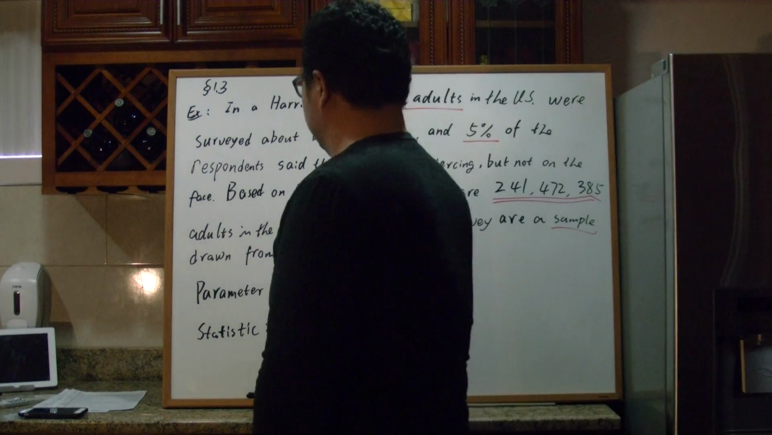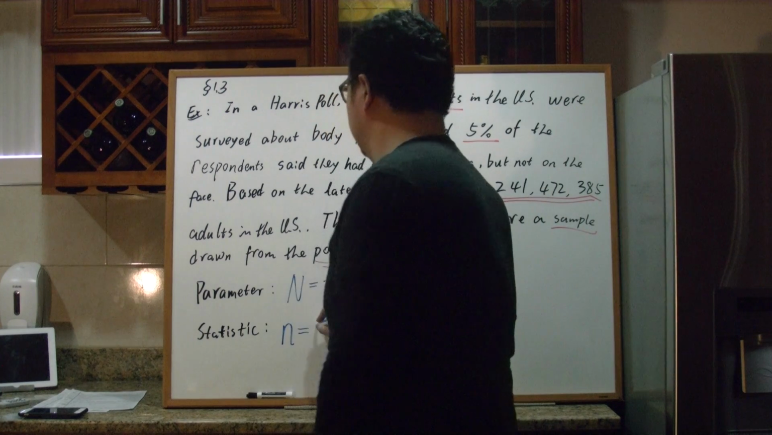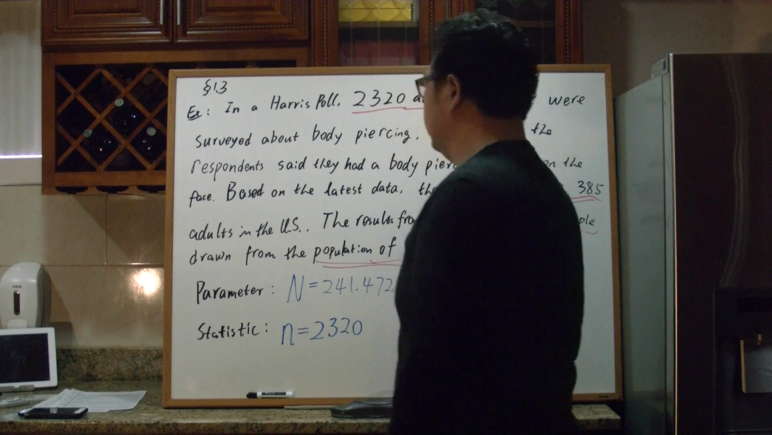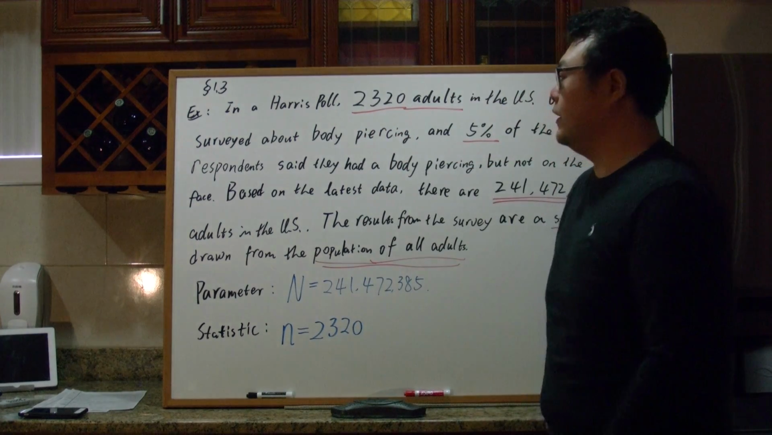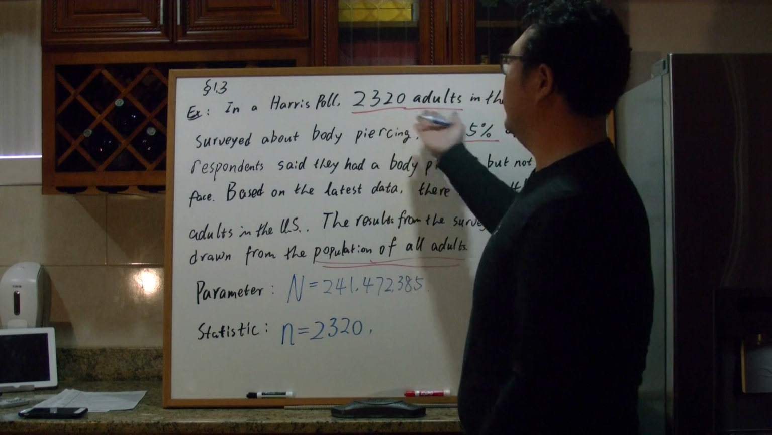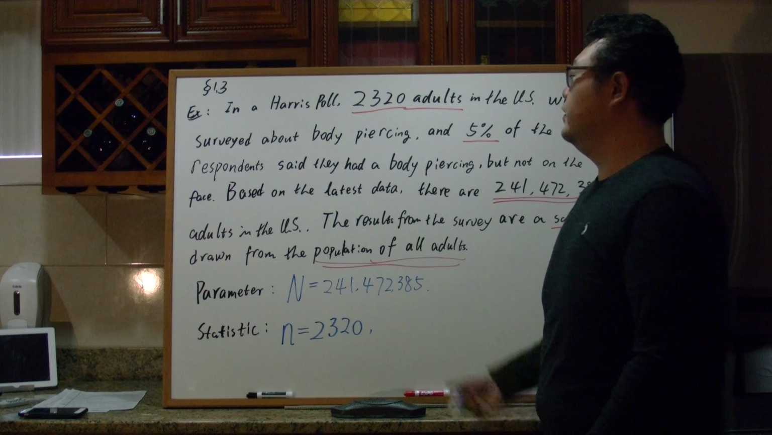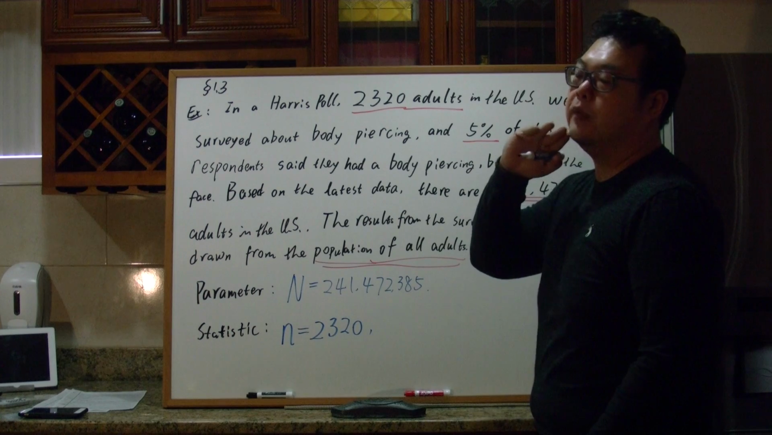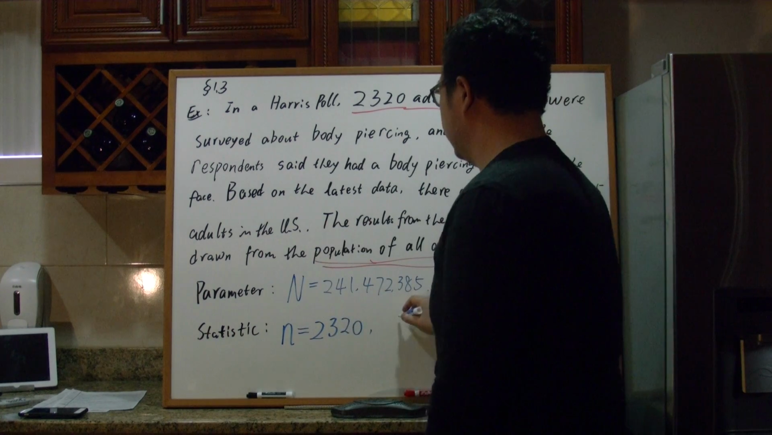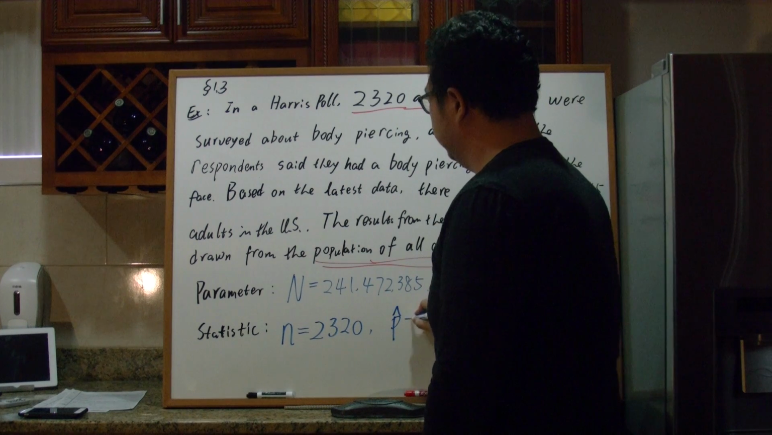And statistics: first of all, we're given the size of the sample, that's 2,320 adults being surveyed. And another thing we were given is that, of those people who responded, 5% of them said they had a body piercing. So that is called the sample proportion. What we can use is p-hat.